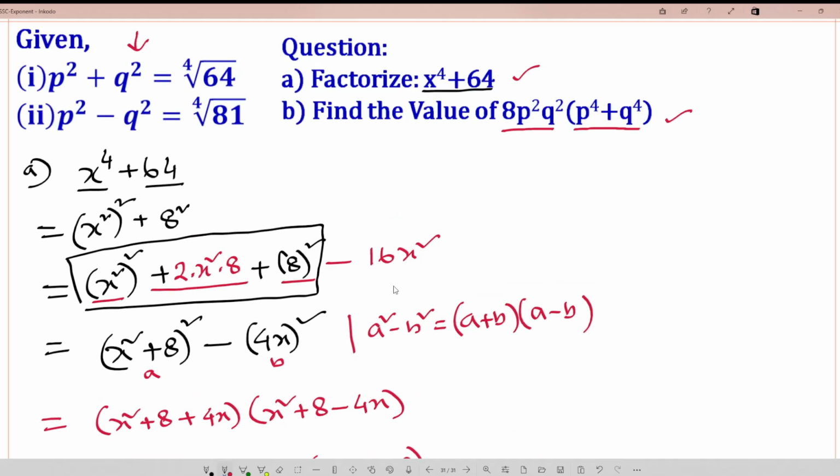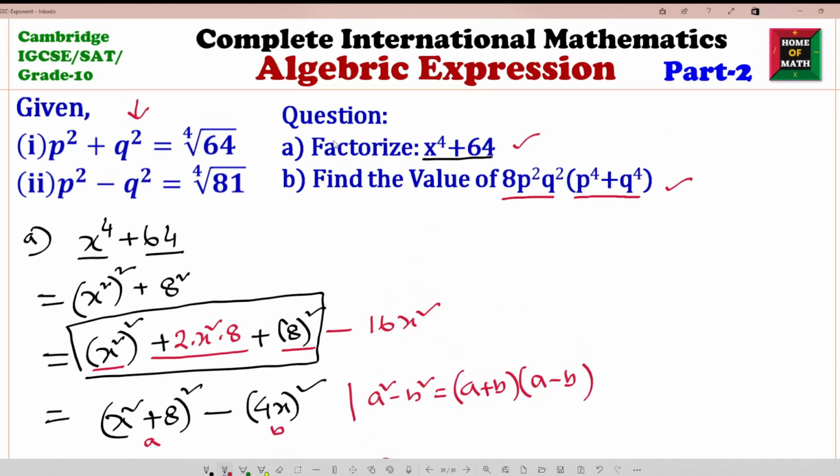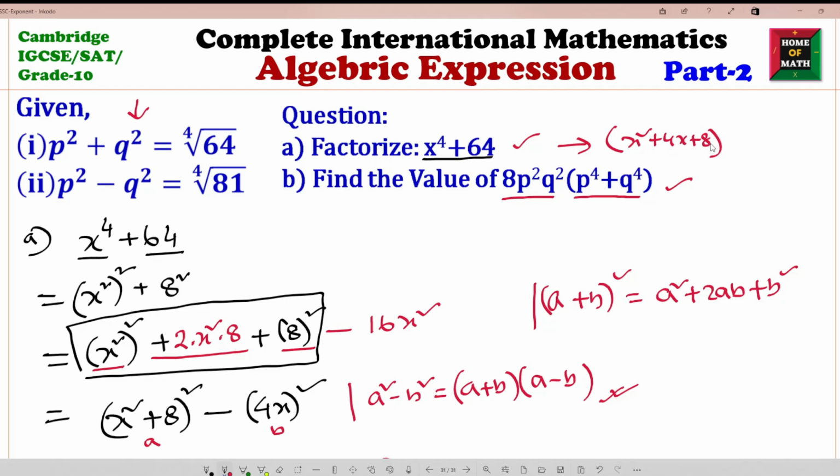This is a very simple math, but we have to keep in mind how we can solve this. A math problem can be solved in lots of ways. In this video we are trying to solve using just the following methods. One is a plus b whole square, one of the most famous formulas of algebraic expressions, which is a square plus 2ab plus b square, and we also follow this one. So factorize x to the power 4 plus 64. The answer is x square plus 4x plus 8 and x square minus 4x plus 8.